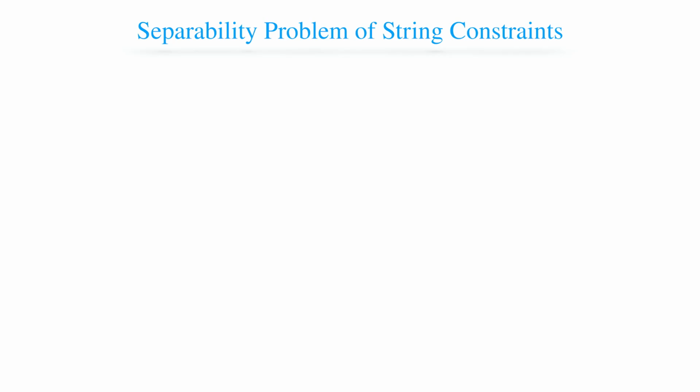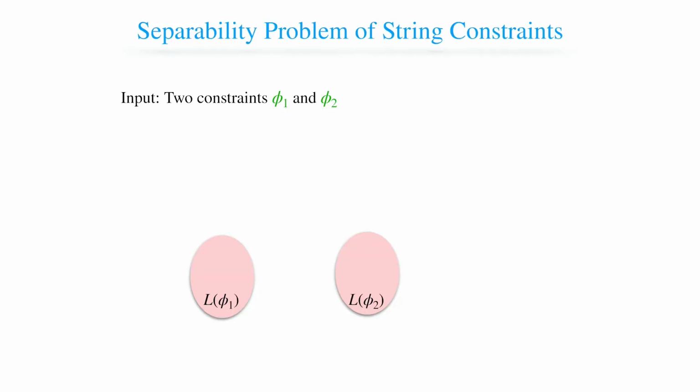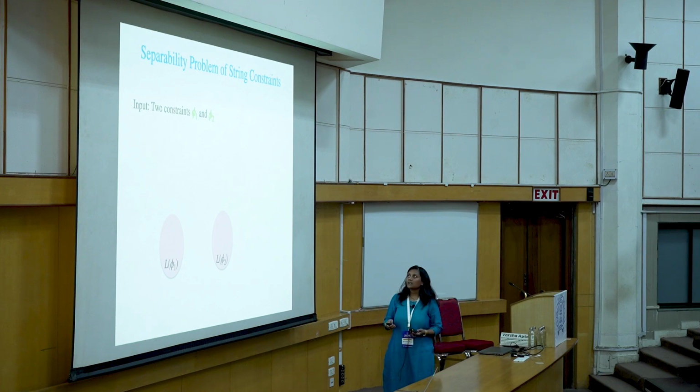Now we will look at another problem, the separability problem, which will help us decide satisfiability of some of the string constraints which are not from the known subclasses, that is, the straight line fragment or the length preserving fragment. This will help us decide satisfiability. So let's see what the separability problem is.